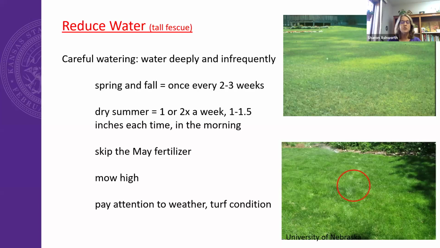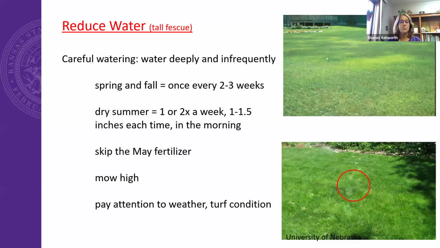Now, one way to reduce the amount of water that your turfgrass lawn, your fescue lawn, needs is to let it go dormant over the summer. And what's key to that is not putting down that May fertilizer. If you put the May fertilizer on, you want your lawn to green up and grow through the summer, which means you need to water it and you need to mow it. If you don't want to do that, if you want to reduce your watering and your fertilizing and your mowing, let it go dormant over the summer.